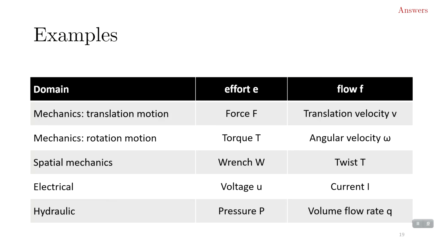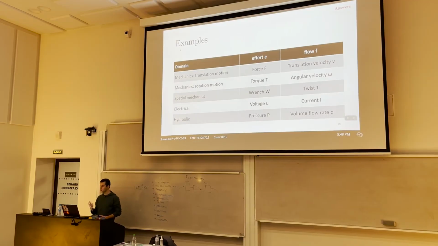And actually, we can find those efforts and flows in every domain. In mechanics, force and velocity, or torque and angular velocity. In spatial mechanics, it will be wrench and twist. We'll take a look at this at the end of our course. In electronics, it's voltage and current, or in hydraulics, pressure and volume flow rate. But actually, it's true for any kind of physical domain: chemistry, fluids, continuous spaces like air and water. It's very fundamental.